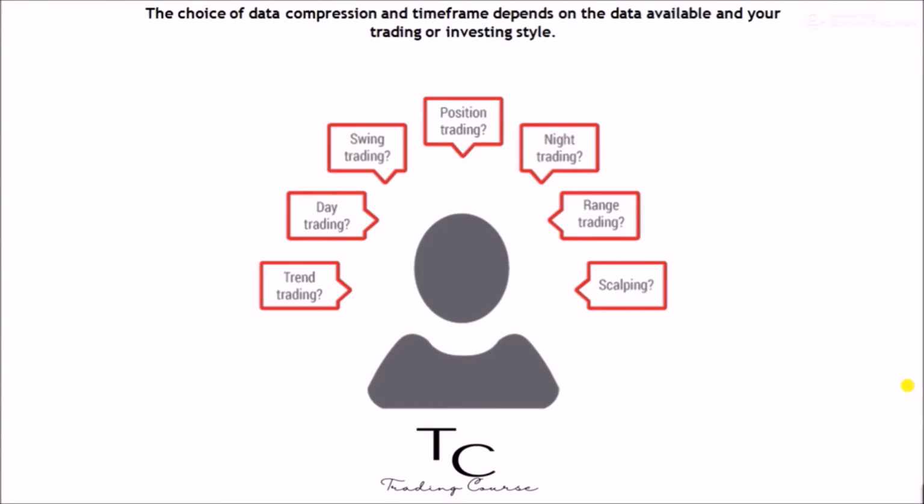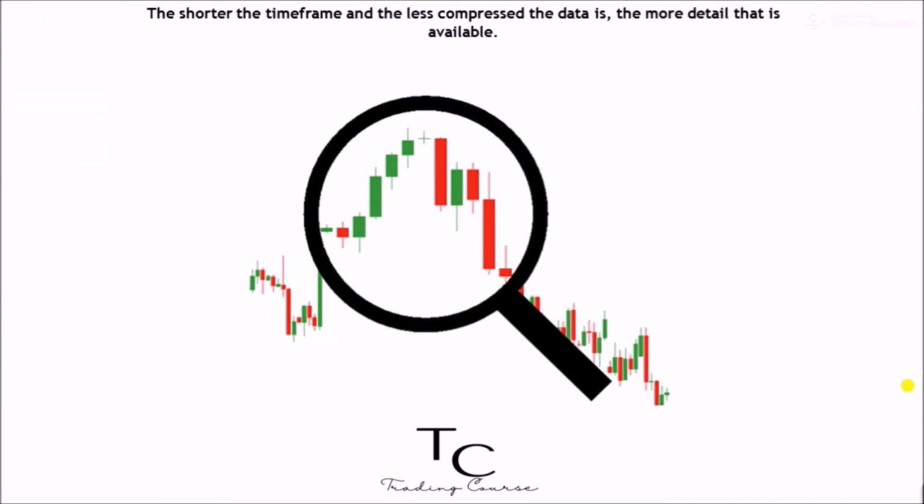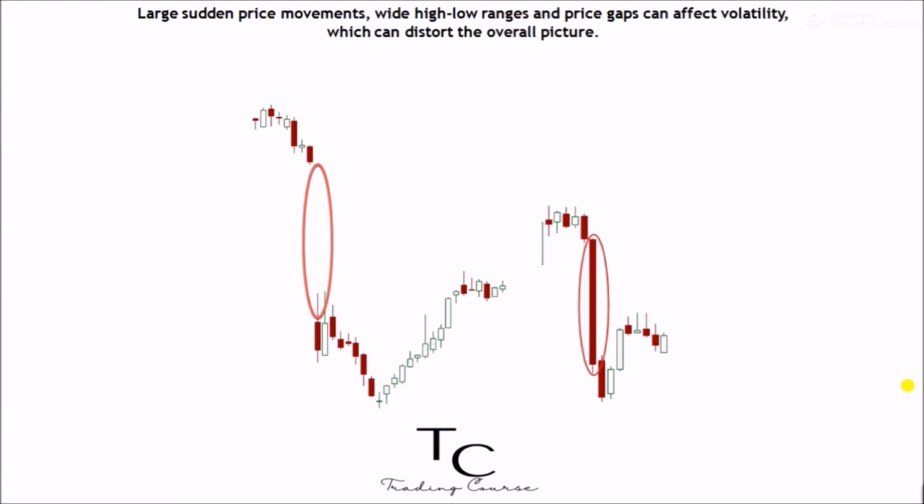The choice of data compression and time frame depends on the data available and your trading or investing style. Traders usually concentrate on charts made up of daily and intraday data to forecast short-term price movements. The shorter the time frame and the less compressed the data is, the more detail that is available. While long on detail, short-term charts can be volatile and contain a lot of noise. Large sudden price movements, wide high-low ranges and price gaps can affect volatility, which can distort the overall picture.